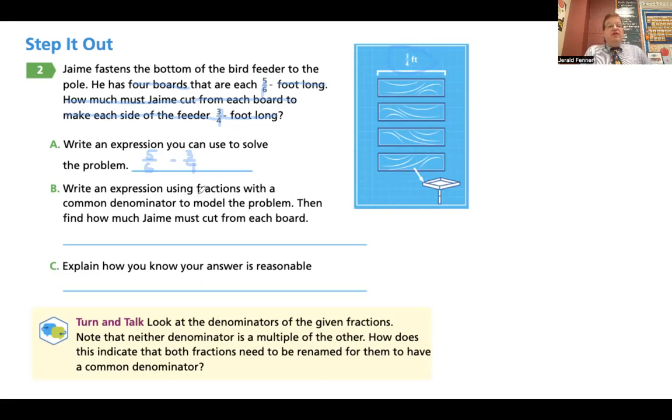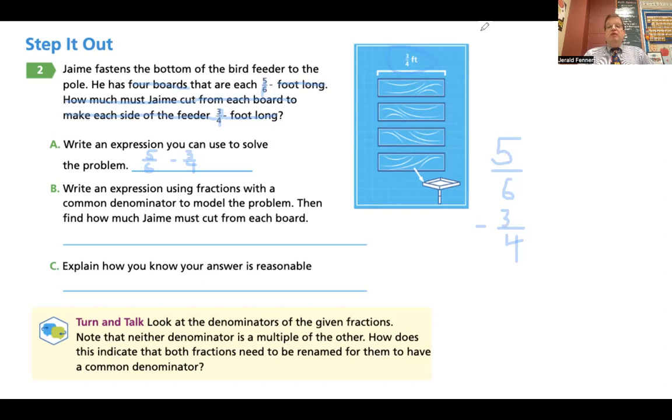Now the next one says, write an expression using fractions with a common denominator to model the problem, then find how much Jamie must cut from each board. So let's go off here to the side and set this up the way that helps us to be successful. We're going to write 5/6 minus 3/4. Now, some of you might have gotten into the habit of saying, well, if I just multiply 6 times 4, that's 24. But you want to find the least common denominator, okay?